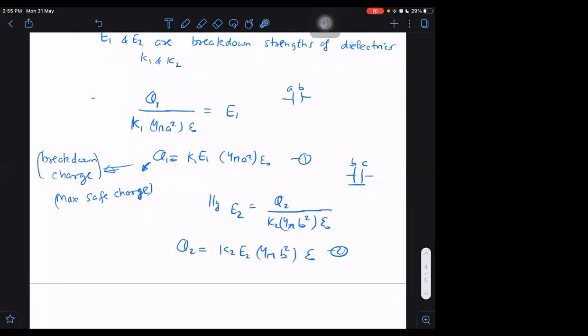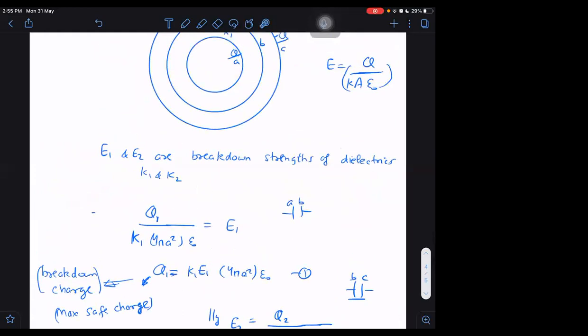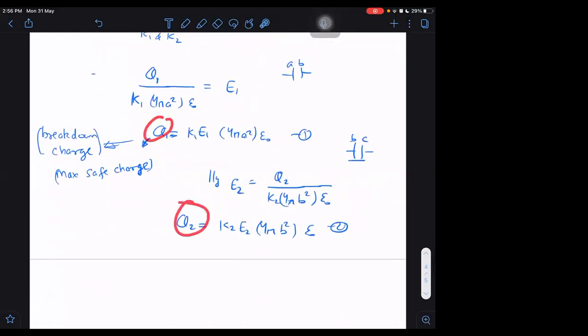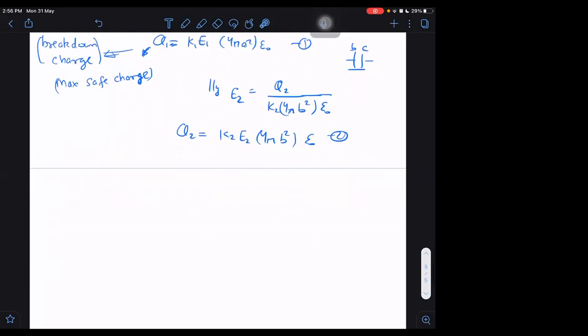You can ask me this question: why are we obtaining safe charges? What is the reason? I told you before, always remember, for series connection, charges are the same, and for parallel connection, voltages are the same. So here we know the safe charge. Once I know the safe charge, the effective safe charge will be the minimum of Q1 and Q2.